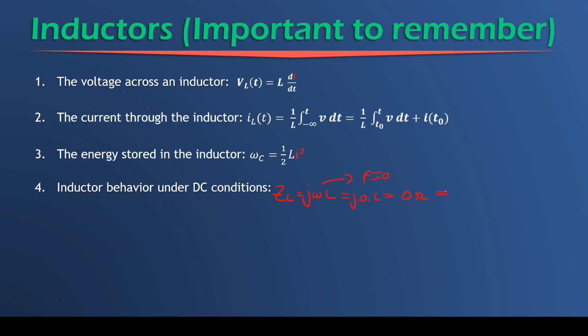And we know that in electrical terms, an impedance of 0 ohms must be a short circuit. So under DC conditions, which would be a constant voltage source or a constant current source, the inductor will become a short circuit.